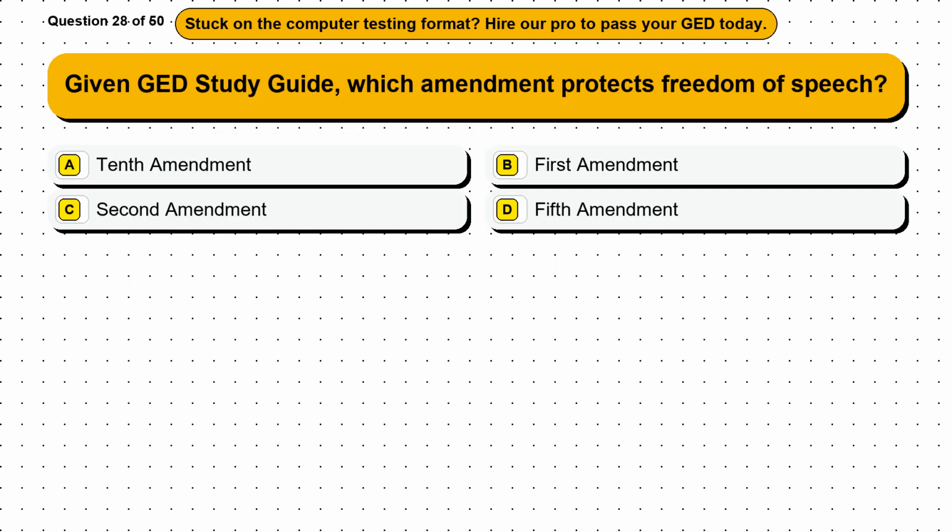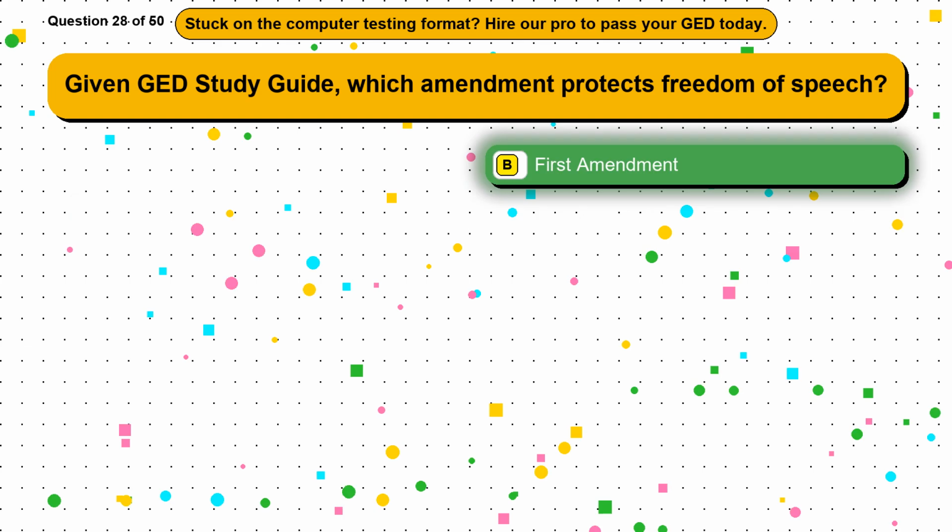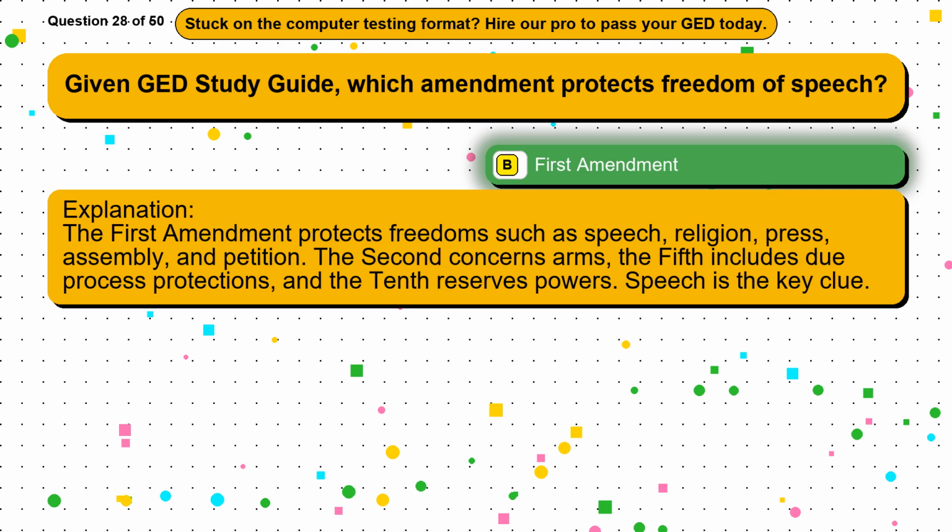Question 28. Given GED Study Guide, which amendment protects freedom of speech? Option A, 10th Amendment. Option B, First Amendment. Option C, Second Amendment. Option D, Fifth Amendment. The correct answer is option B, First Amendment. The First Amendment protects freedoms such as speech, religion, press, assembly, and petition. The second concerns arms, the fifth includes due process protections, and the 10th reserves powers. Speech is the key clue.